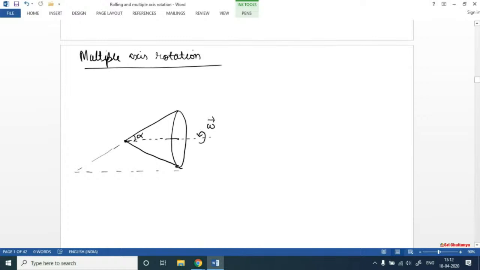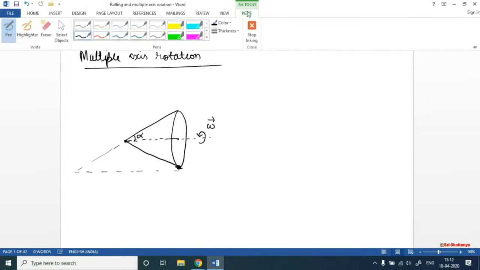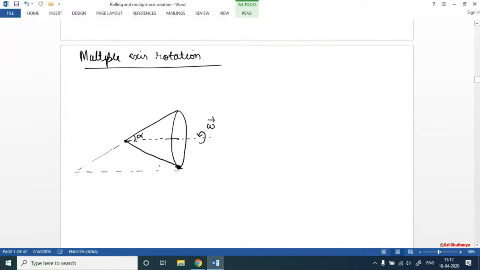Okay, so you must understand this point here, which is in contact with the ground, will be undergoing a circular motion having this as center. So let's say this is the vertical axis. Let's define the axes as well. Say this is the x-axis, this is the y-axis.